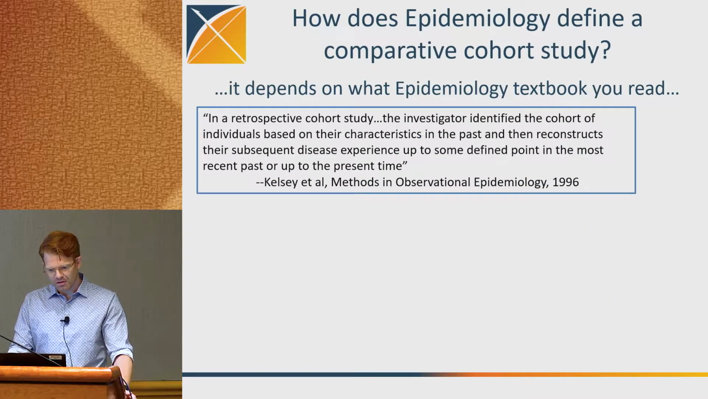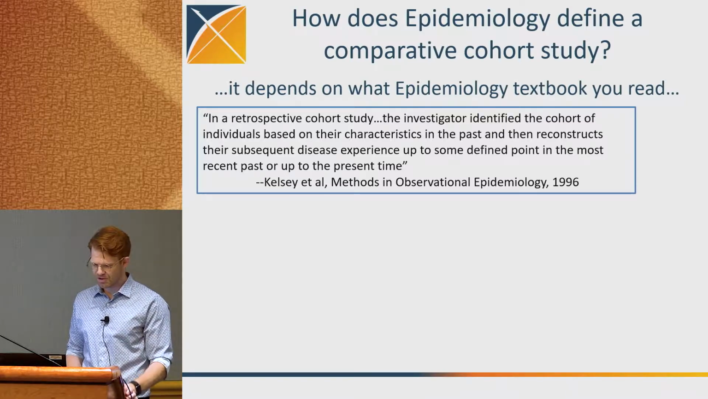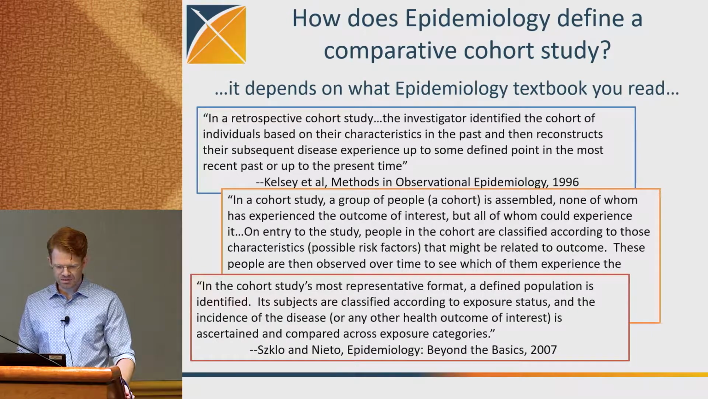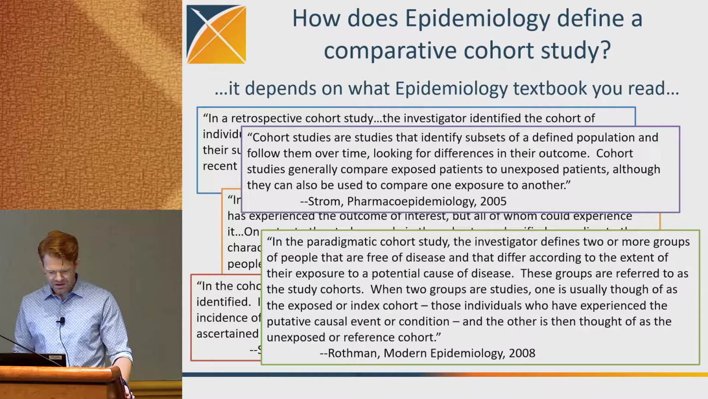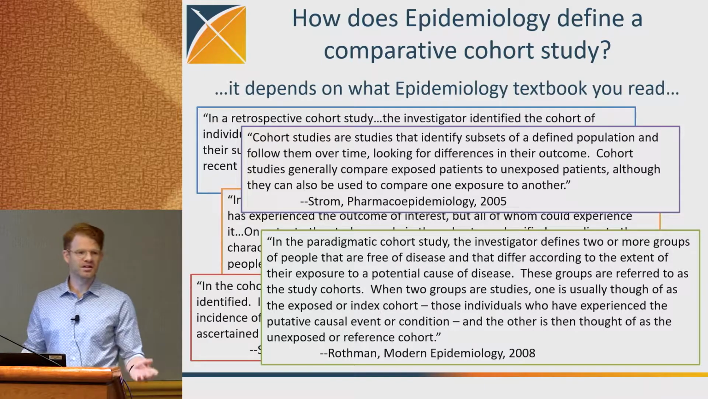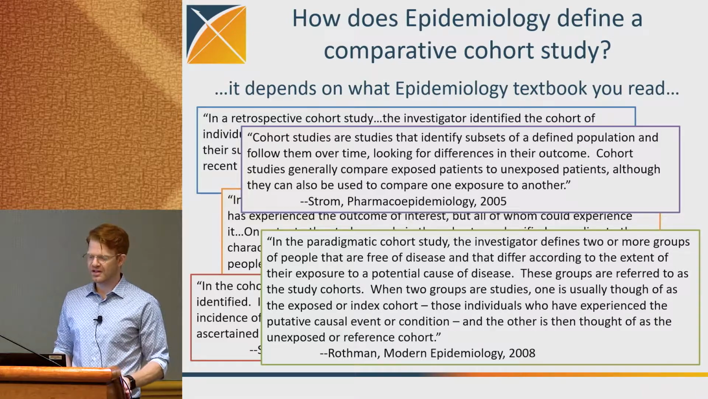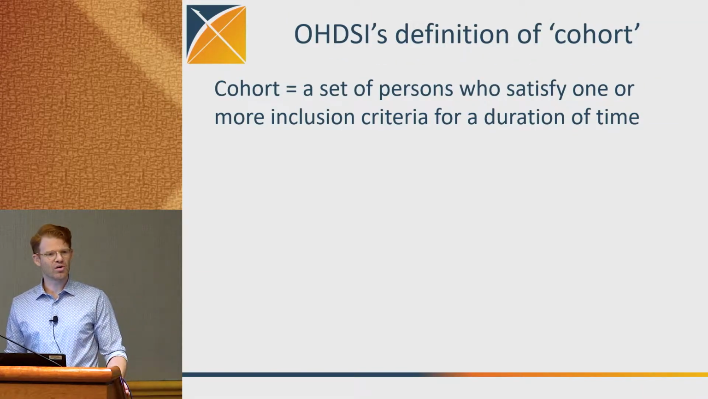So this is where comparative cohort studies come in. And there are as many definitions of a comparative cohort study as there are textbooks and papers on the subject. I'm not going to go through all of it, but there are tons. You might recognize some of these. I think there's the Modern Epidemiology. Here it is. This is the one many of us have read. Without going into all the details of it, let's try to think about how we think about comparative cohort studies in OHDSI.